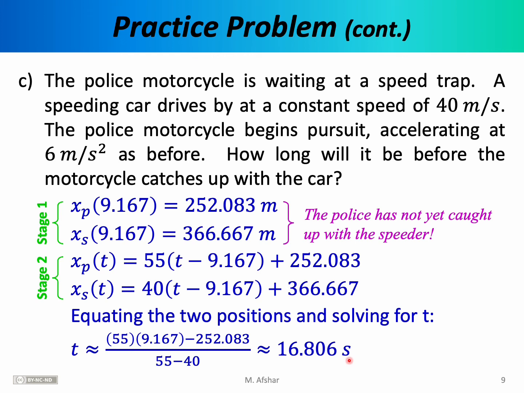Notice what made this problem kind of difficult is that it's a two-stage problem. There are multiple accelerations involved. The acceleration of the car, the speeder, is 0 the whole time. The acceleration of the police motorcycle is 6 initially, but then it's 0 finally. So after 9 seconds, the acceleration changes. That change in acceleration means that you need to solve this problem in stages.